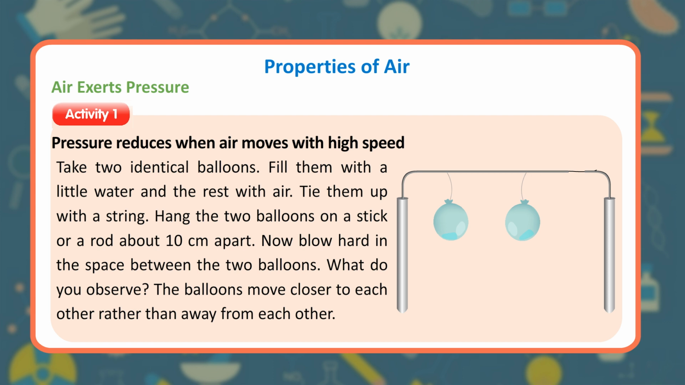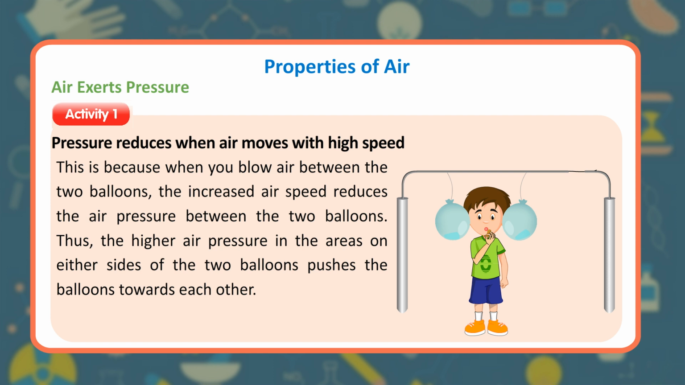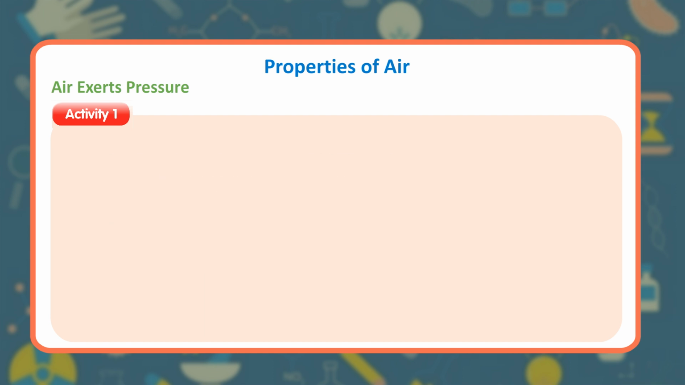Hang the two balloons on a stick or a rod about 10 cm apart. Now blow hard in the space between the two balloons. What do you observe? The balloons move closer to each other rather than away from each other. This is because when you blow air between the two balloons, the increased air speed reduces the air pressure between the two balloons. Thus, the higher air pressure in the areas on either sides of the two balloons pushes the balloons towards each other.